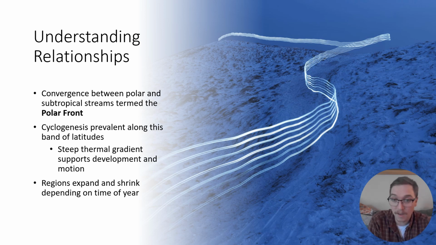We just got hit with a mid-latitude cyclone. That's what brought all that rain last weekend, was this mid-latitude system. A couple weeks down the road, a month down the road, that would have been a lot of snow. But because we had warm enough temperatures, we experienced it as a bunch of rain. And as everything does, depending on the season and the thermal differences, these regions expand and shrink depending on the time of year.